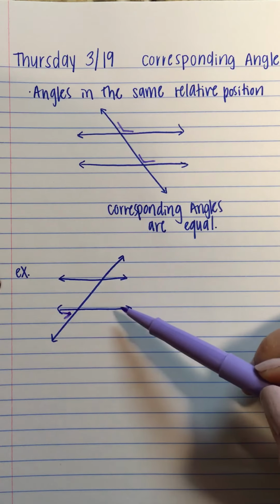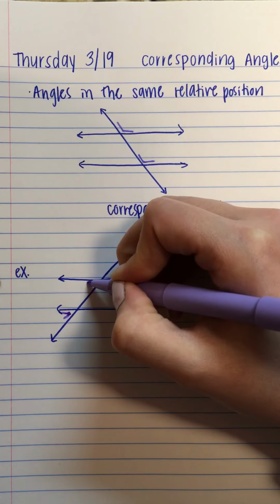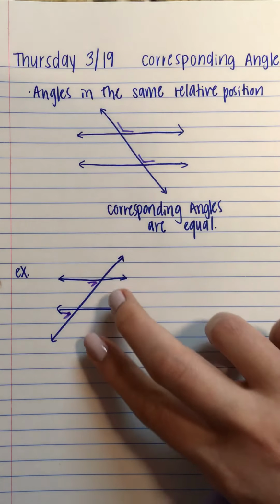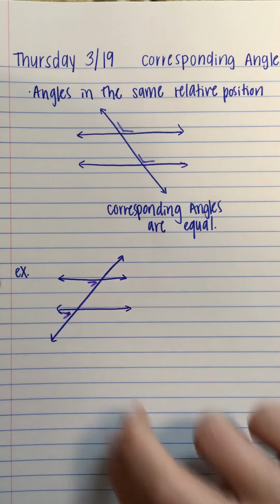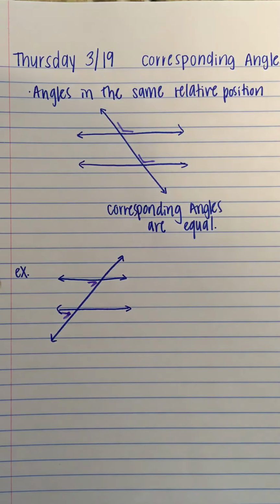Notice how it kind of sits underneath one of the parallel lines. So its corresponding angle would be this guy right here. They're both on the left of the transversal, and they're both underneath their relative parallel lines.